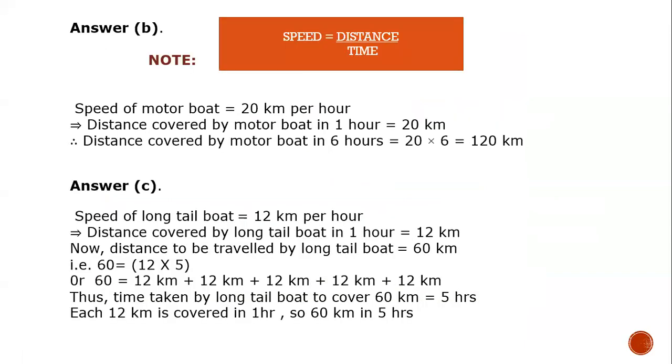Speed of motorboat is 20 kilometers per hour. This is the formula for your reference. That is, it is saying that a boat covered 20 kilometers distance in 1 hour. So in 6 hours, 6 times 20, it will cover 120 kilometers. Let us read the third part.